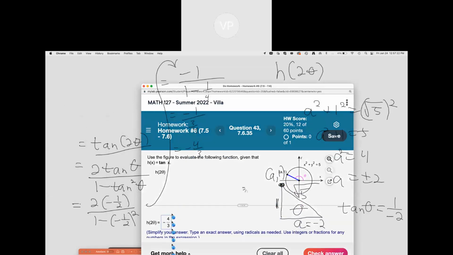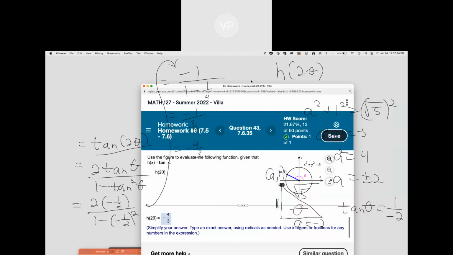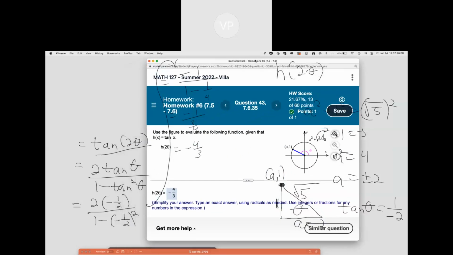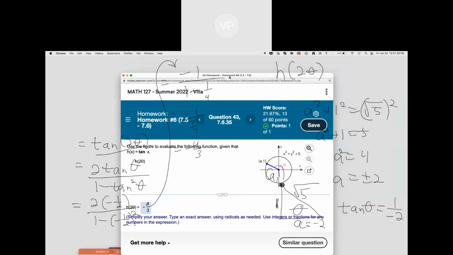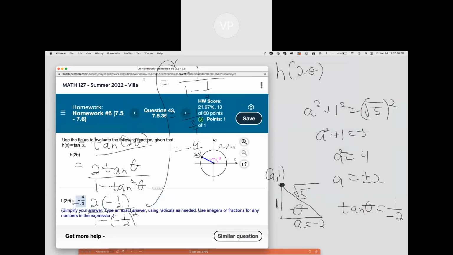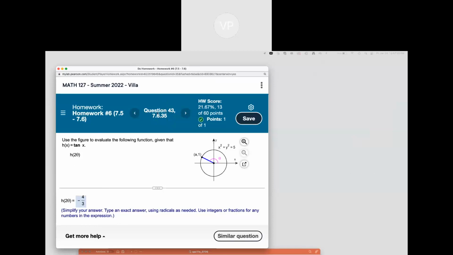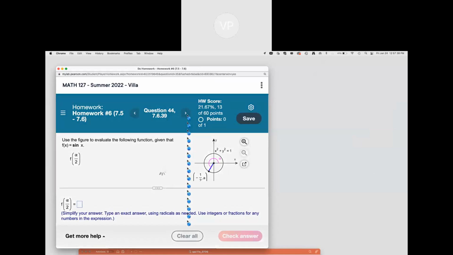And you see how much algebra we did right there. And that's it for number, was that 43? All right, questions on 43 from anyone before I delete all this? Okay, let's look at 47.